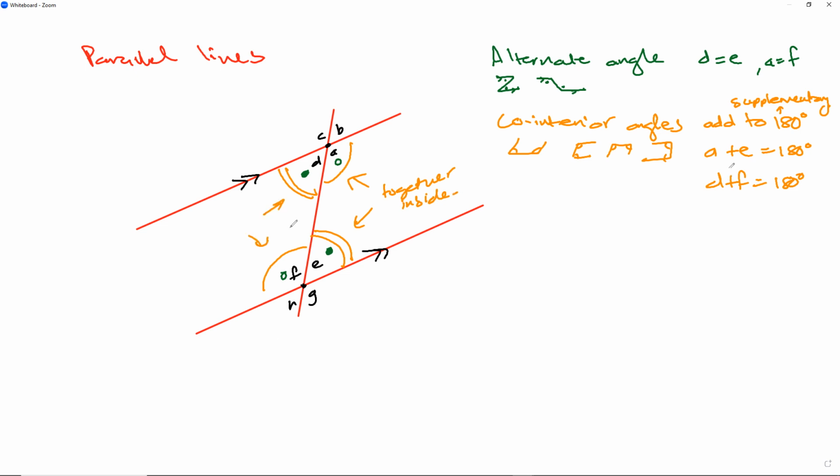Okay, the next one is corresponding angles. Corresponding angles are in the same, you could say, quadrant or corner. So, for example, B and E are corresponding angles. Corresponding angles are spotted by using the F shape. So the F shape can be in this direction, it can be going downwards, it can be going left, it can even be going upwards.